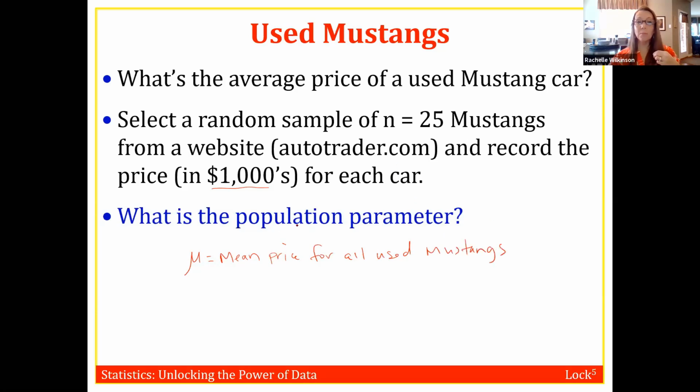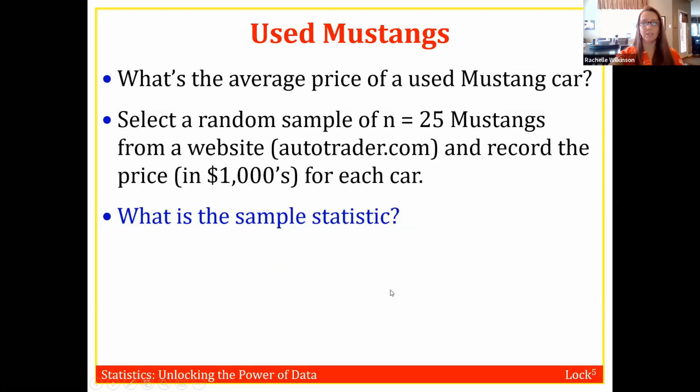And remember, this is the population parameter. It's a number that describes the population. So somewhere in your wording, you should be using whatever you said the population was. We said the population was all used Mustangs. So when I'm writing out my answer in context, it should include whatever I said the population was. All right, so my population parameter is mu. Mu is the mean price for all used Mustangs.